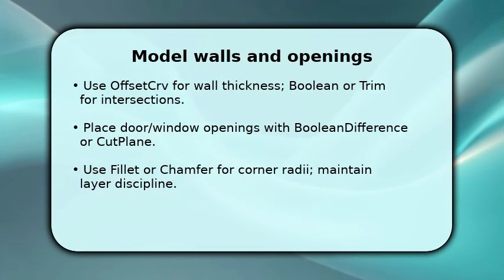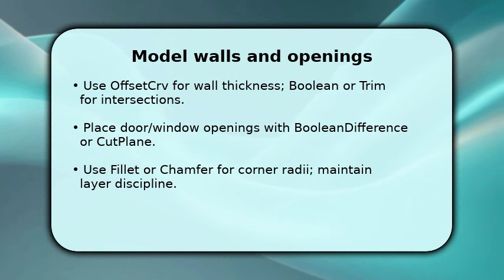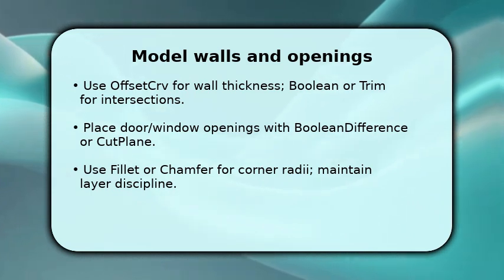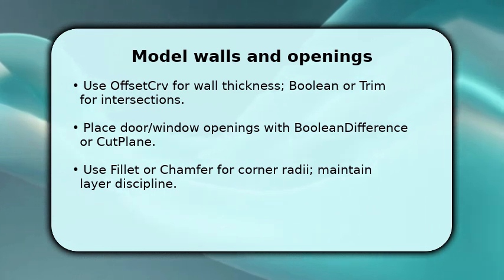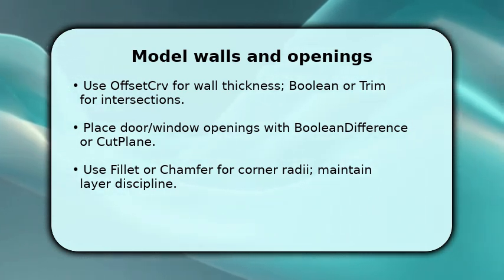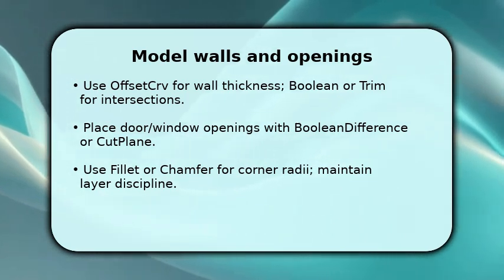You now convert lines into physical elements. Use offset CRV to create wall thickness quickly and cleanly. This is faster and more accurate than redrawing. For intersections, use Boolean or trim operations to resolve overlaps. This keeps geometry valid for later extrusions.